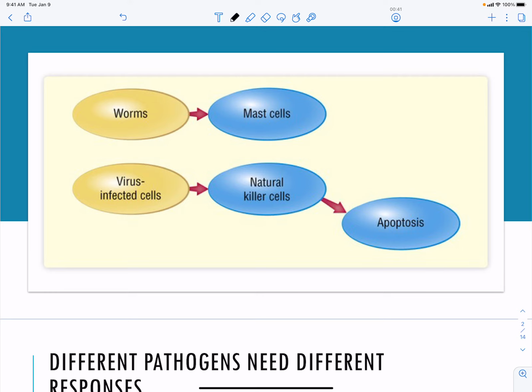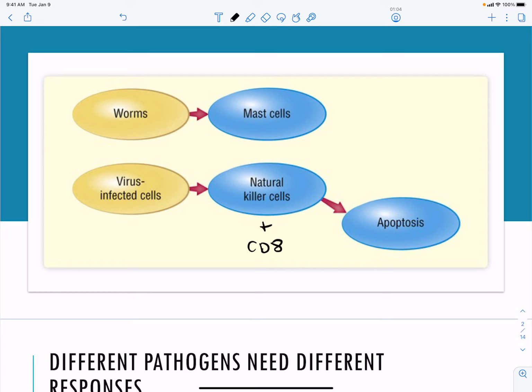Our macrophages were important for bacteria, and we discussed that prior. And so here we're going to focus on our mast cells, our natural killer cells, and also our CD8 T cells, of course. So one third of the world population is infested with worms.